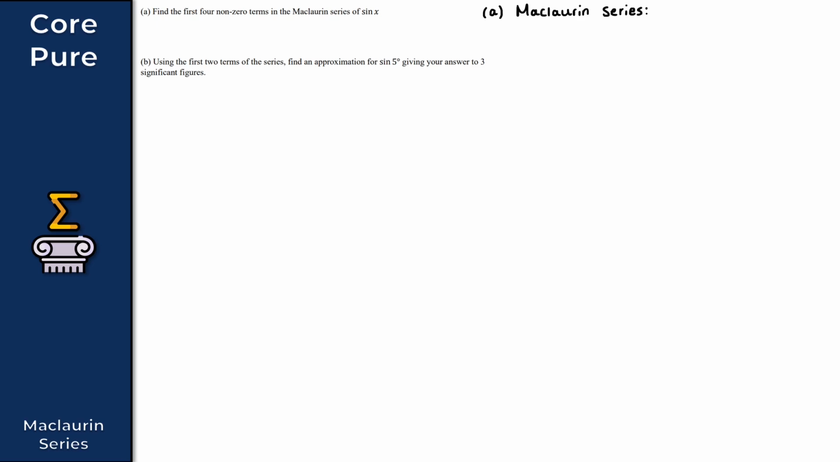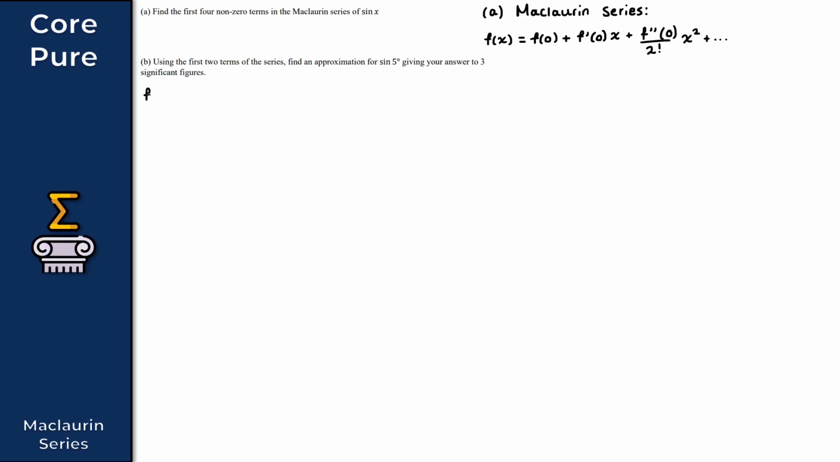The Maclaurin series for some function f of x is given as follows. So we get f of 0 plus f prime of 0 times x plus f double prime of 0 over 2 factorial, and we times this by x squared, and so on and so on. And you can see how this result will just keep extending, right? So clearly what we need here is a number of derivatives, right?